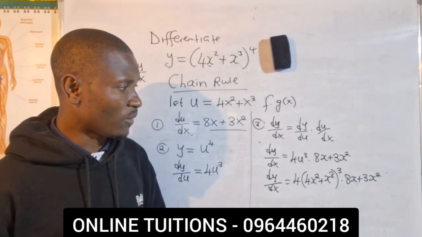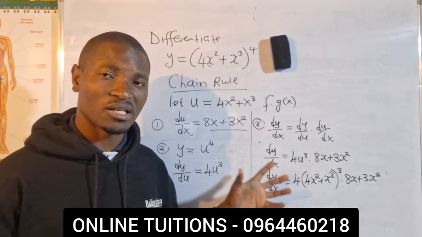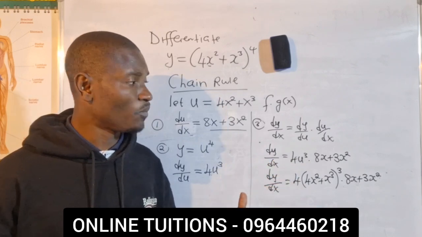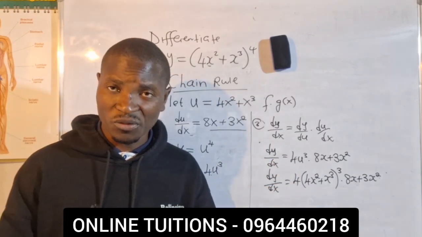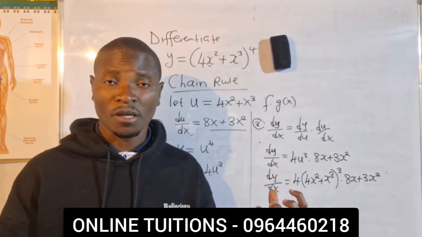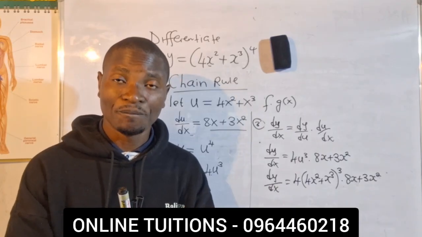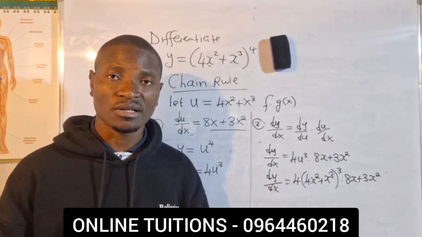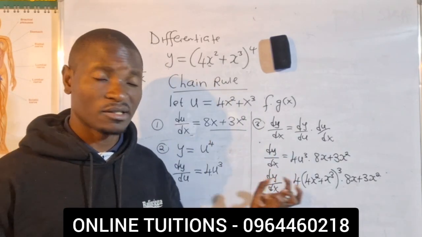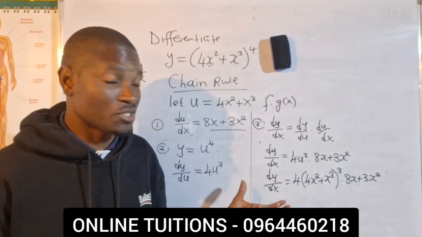So otherwise, this is what you call the chain rule. Okay, it's a simple kind of a method. You just have to be very careful when it comes to combining the two equations, or differentiate the gradient function per se.